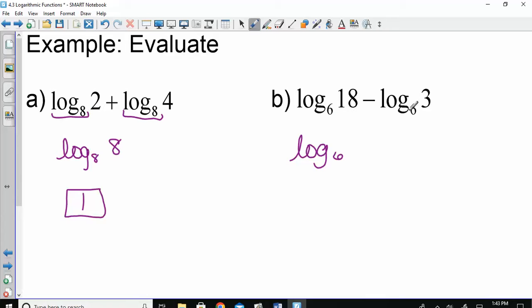And this one: log base 6 of 18 minus log base 6 of 3. If you have the log of two things being subtracted, how do you put them together? Divide. You just have to do 18 divided by 3. Make sure the one that had the minus is what goes on the bottom. So that's log base 6 of 6, which is 1. So these properties can make it much easier to solve things in some instances.